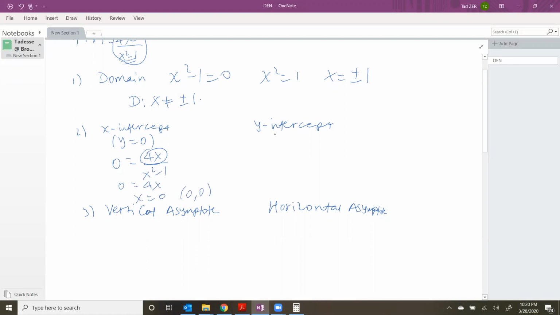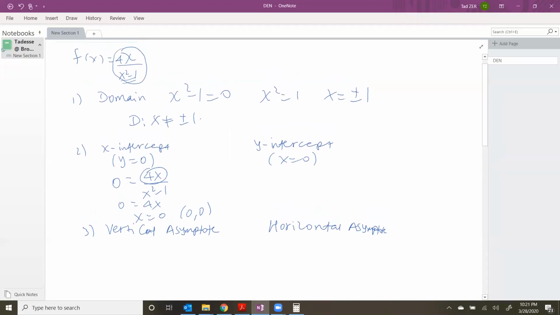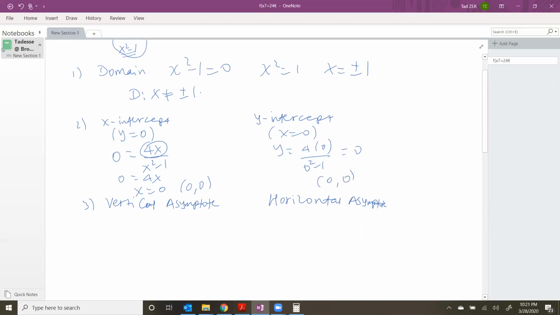Similarly, the y-intercept means x must be 0. If x equals 0, you can see that y will be 4 times 0 divided by 0 squared minus 1, which is 0. So similarly, the y-intercept is (0, 0).